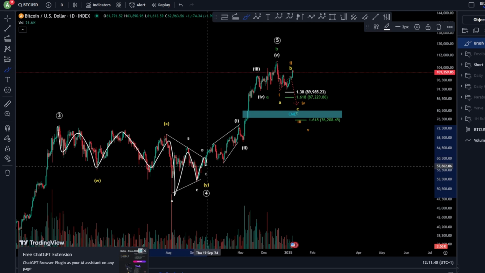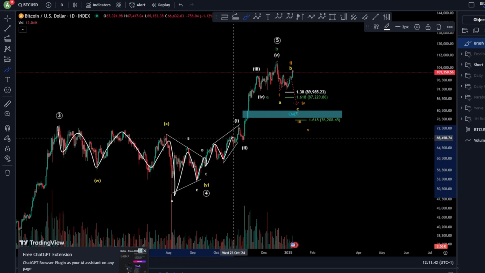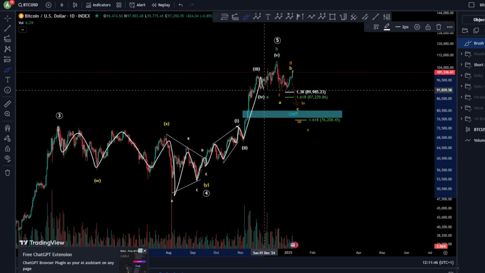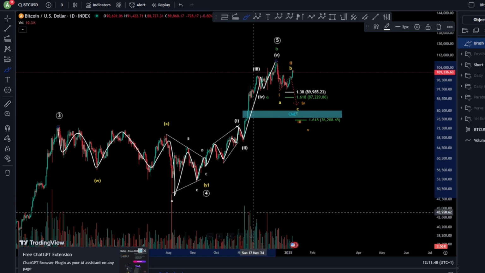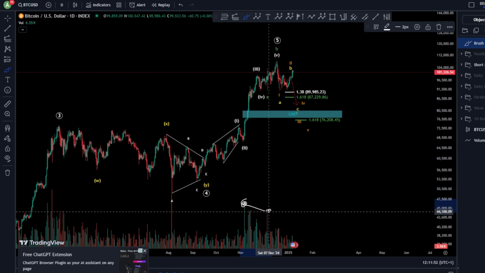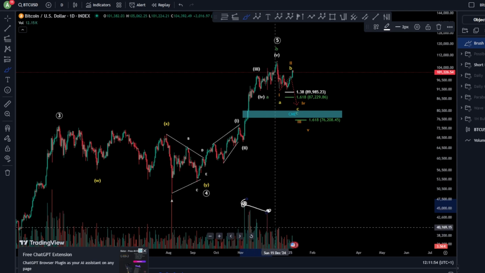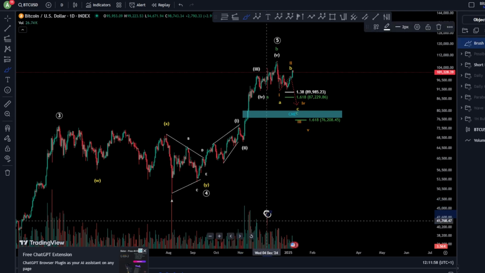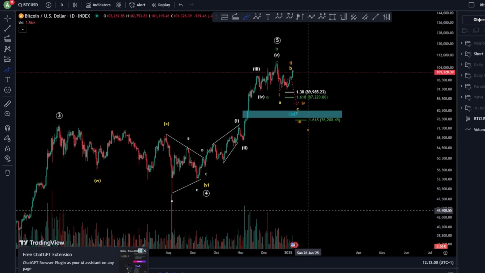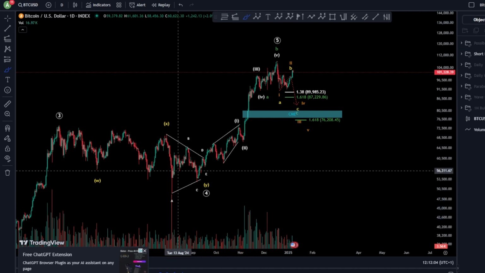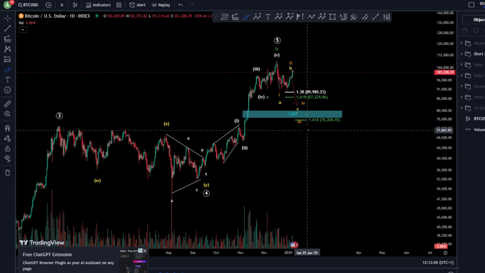Then after that we got a leading diagonal 1, 2, 3, 4 and a 5 for a wave 1, and then wave 2, then 3, 4 and a 5, finishing with the highest amount of volume for wave 3, and of course another high amount of volume, lower than the wave 3, for the wave 5.